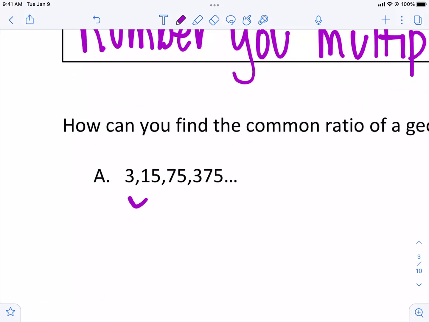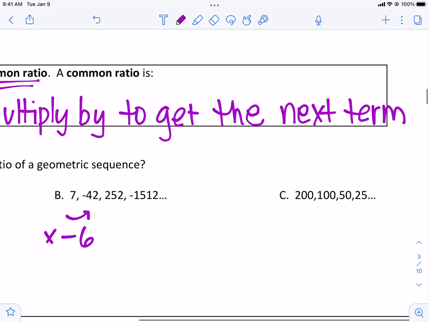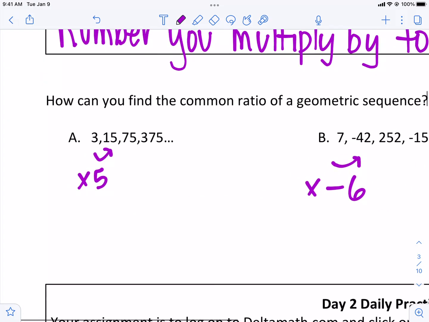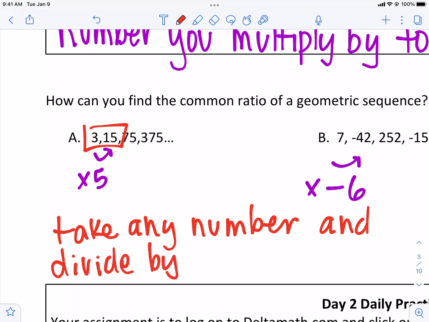Okay, so this one, what are we multiplying by every time? It looks like we're multiplying by 5 to get to the next term. This one is by negative 6, and this one is, again, it's by multiplying by 0.5. And an easy way to get these numbers, using the numbers in the list, is take any number and divide by the previous number, the number before it.